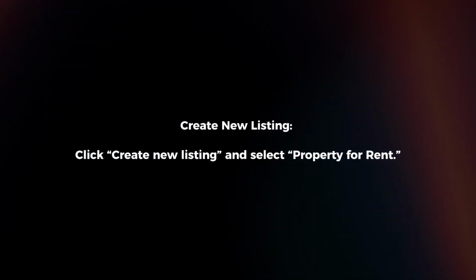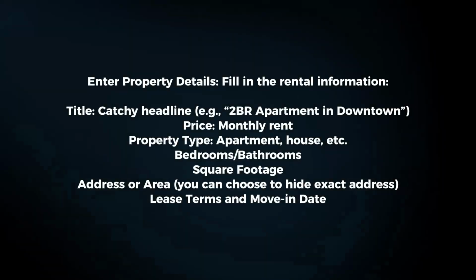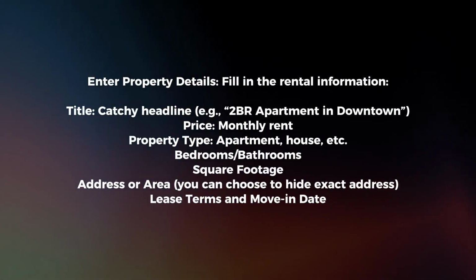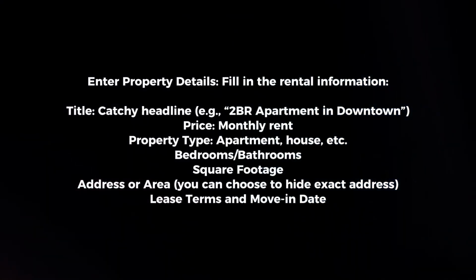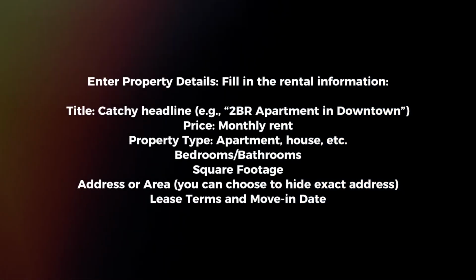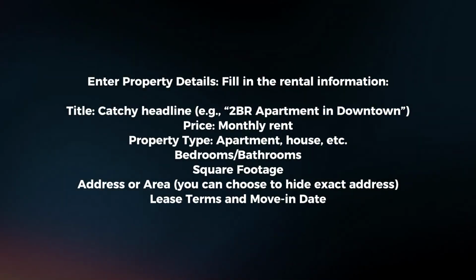Create new listing. Click Create New Listing and select Property for Rent. Enter property details. Fill in the rental information. Title, catchy headline, price, monthly rent, property type, apartment, house, etc. Bedrooms and bathrooms, square footage, address or area, lease terms and move-in date.